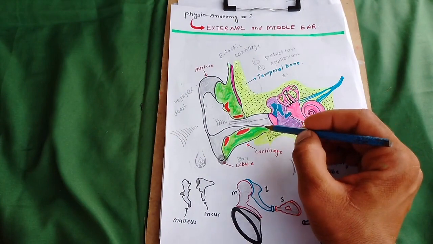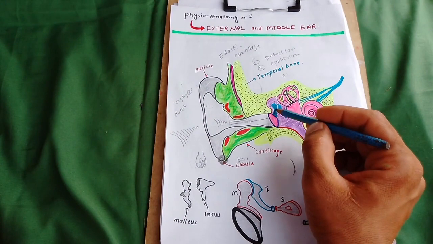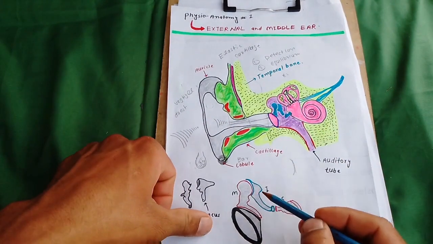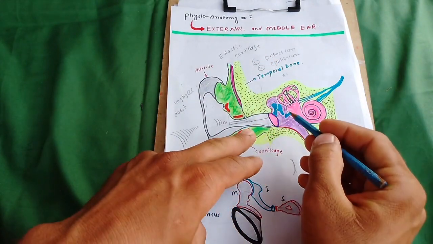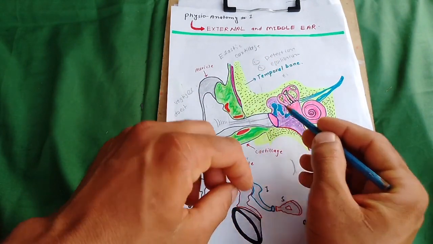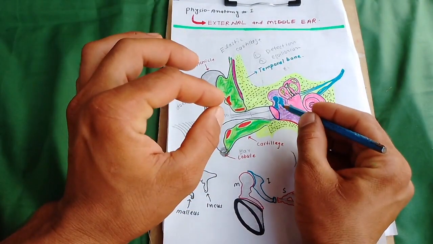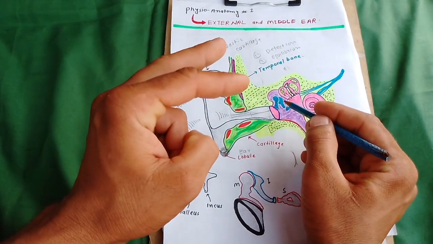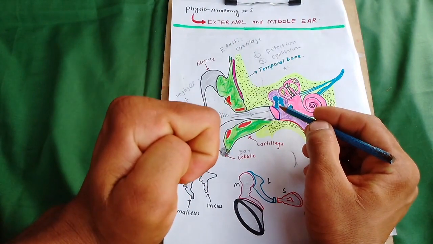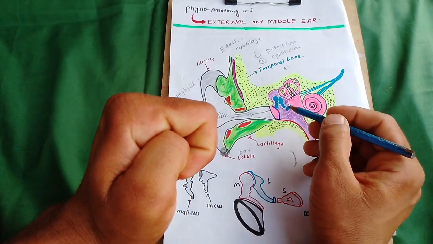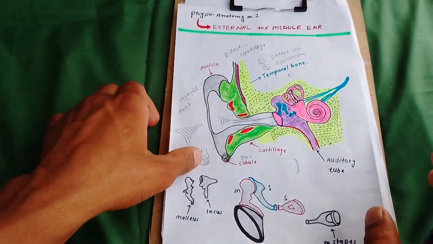So, what is the function of the eardrum? The function of this part I have already explained. What is the function of these bones? Malleus, incus, stapes are the three smallest bones in the body. These bones are present in the cavity of the middle ear. There are also two smallest muscles present: the stapedius muscle, and the other muscle is also present here.